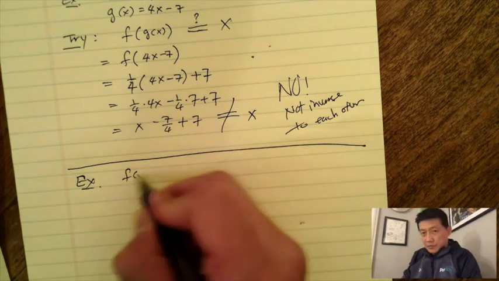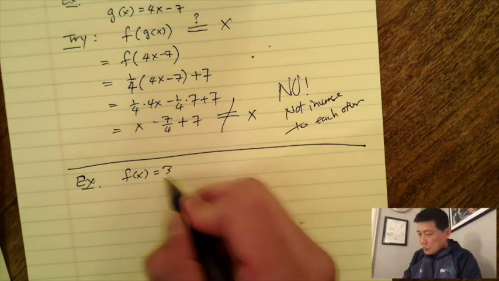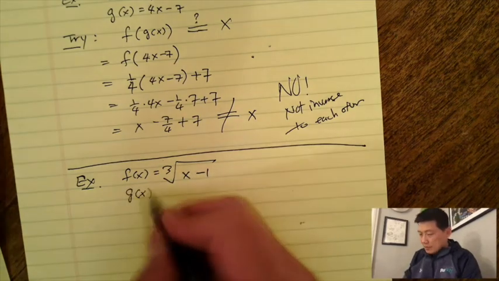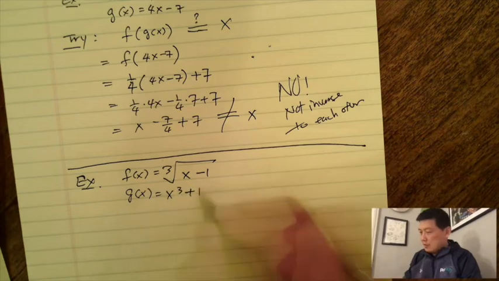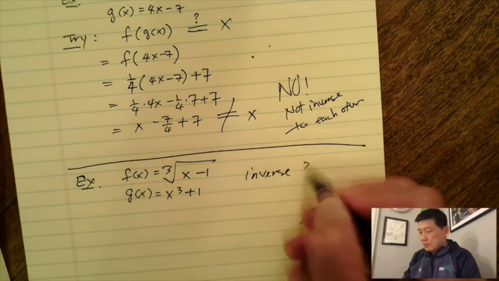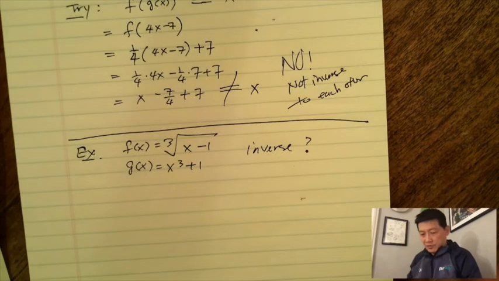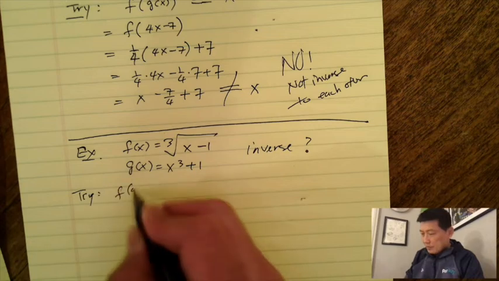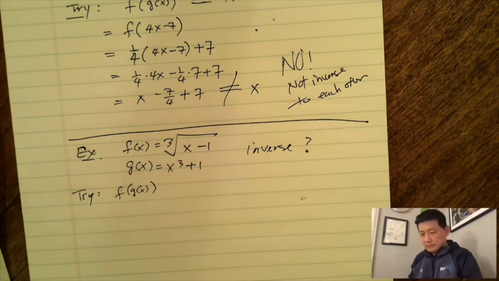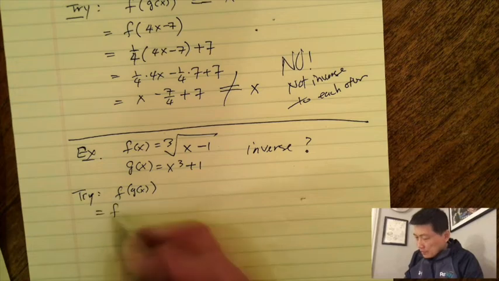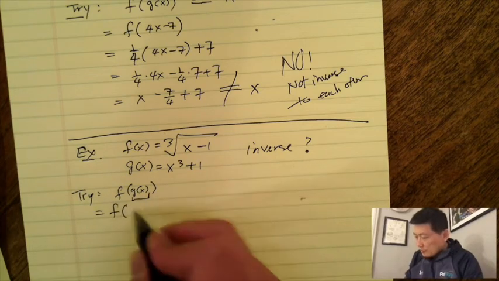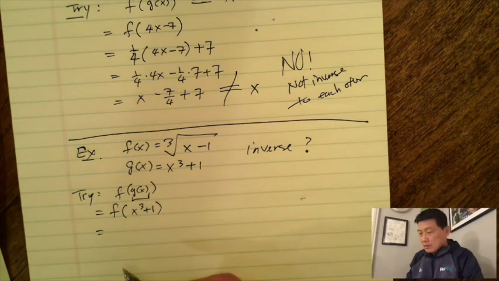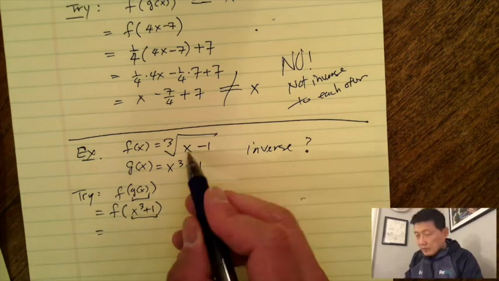If f of x is equal to cube root of x minus 1, and g of x is x cubed plus 1, are they inverse? That's the question. Well, let's take a look at this. Let's try f of g of x. Well, in this case, f of g, we replace g with x cubed plus 1. Now, what's inside here of the f? Put them all into the x.